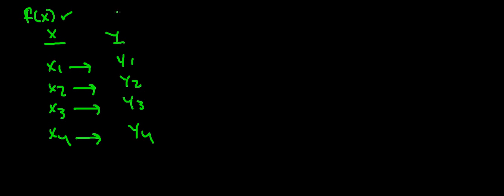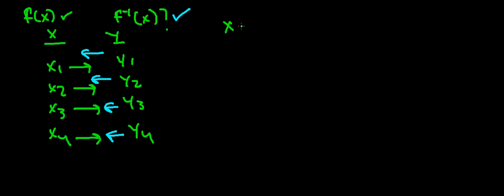But is the inverse relationship a function? In order for the inverse relationship to be a function, each y can only have one x. Each y can only have one x. So we're reading it this way. And we can see that we have one y, one x, one y, one x, one y, one x, one y, one x. So this inverse relationship is also a function. So let's look at a couple other examples where we might get some different answers.